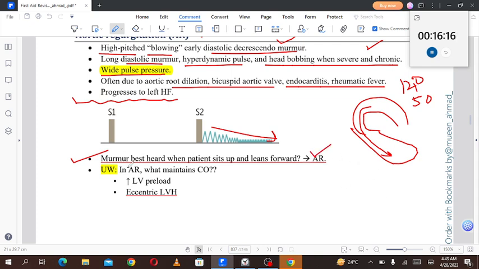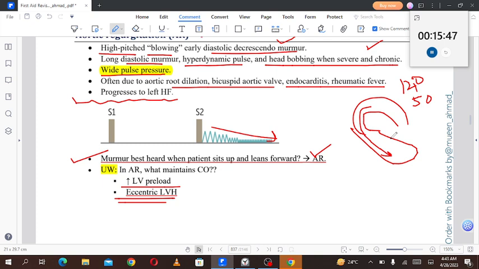That is aortic regurgitation. UWorld point: in aortic regurgitation, what maintains the cardiac output? That is increased left ventricular preload and eccentric left ventricular hypertrophy. When the blood is coming back, there will be eccentric hypertrophy because of the volume overload. Because whenever there is volume overload alone, there will be eccentric hypertrophy, and when there is pressure overload, we find concentric hypertrophy. So the volume overload because of aortic regurgitation causes eccentric left ventricular hypertrophy, and that maintains the cardiac output.